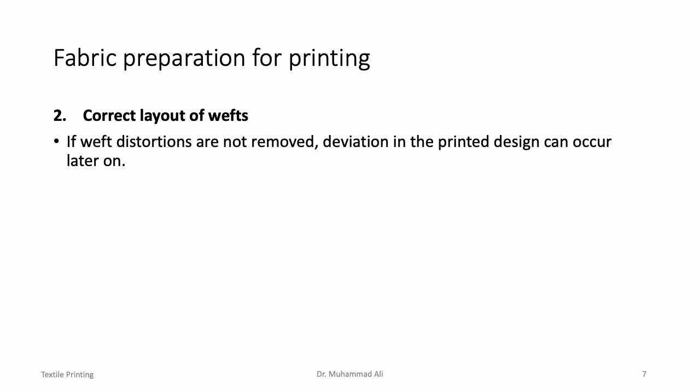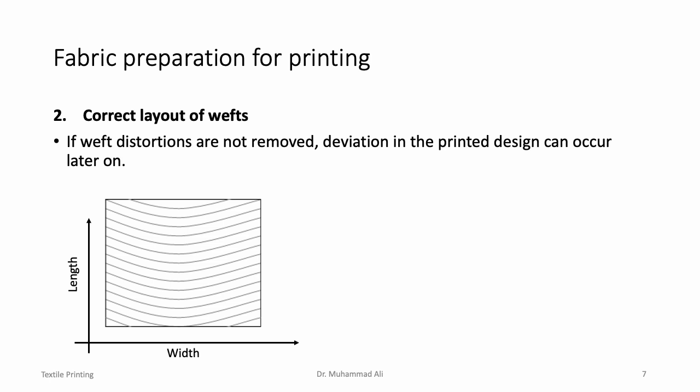Now, what is the problem if weft distortions are not removed from the fabric prior to printing? If this is not done prior to printing, then it can result in deviation of printed designs later on. Let's try to understand this point with the help of some images. So this is the fabric. The width and length wise directions are marked here. And you can see that the wefts are shown in the form of a reverse bow in this particular fabric.